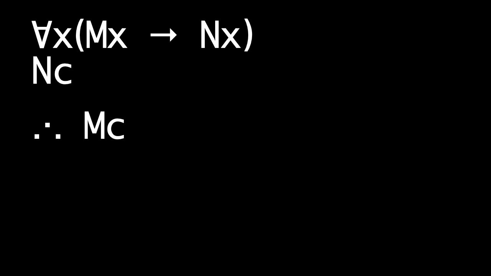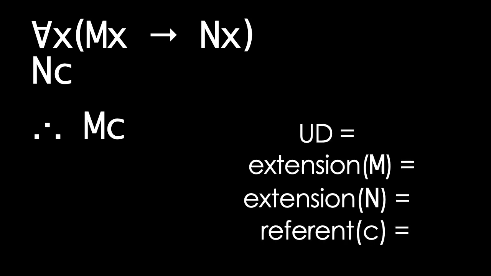Consider this argument. For all x, Mx arrow Nx, Nc, therefore Mc. To give a model, we need to specify a universe of discourse, an extension for both the predicates that appear in it, and a referent for the constant. Let's try a universe of discourse with just one thing in it. It could be anything. For example, let's take the set containing the number 1. The referent of C must be a member of the universe of discourse, so it has to be 1.